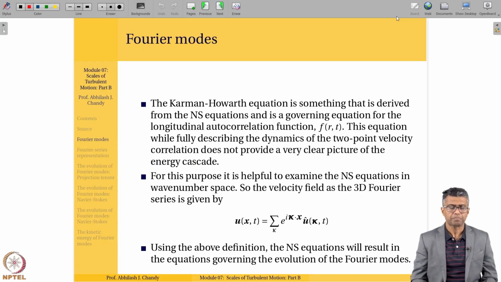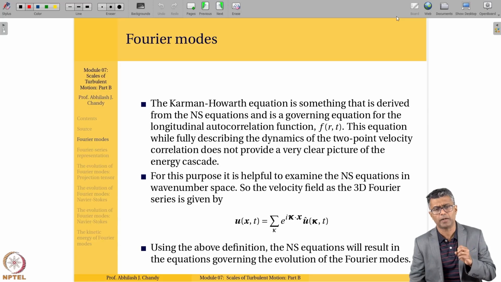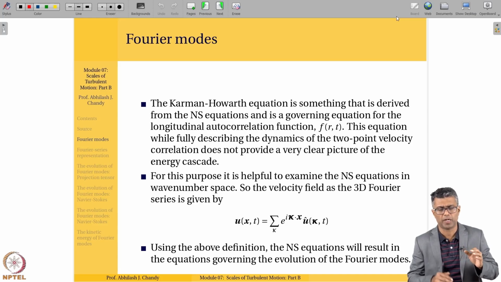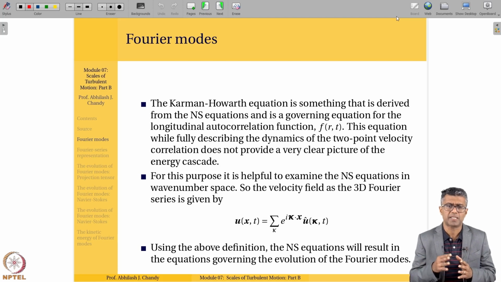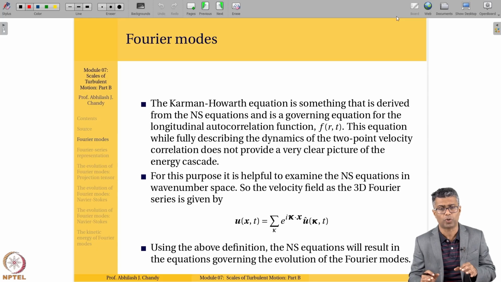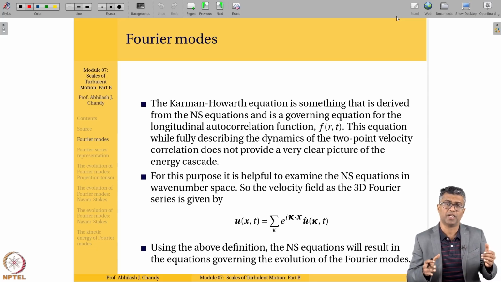So let's get started. We showed you earlier, towards the end of module 6, how the longitudinal autocorrelation function was represented, and we called it f of r, t in there as well. Now the Karman-Howarth equation, which is sort of out of the scope of this class, is derived from the Navier-Stokes equations for the longitudinal autocorrelation function. Now, as much as this equation describes the evolution of the 2-point correlation, it does not provide a clear picture about the energy cascade.